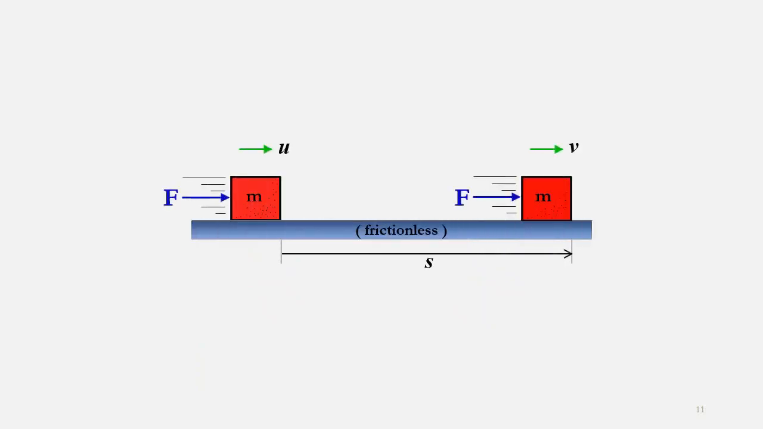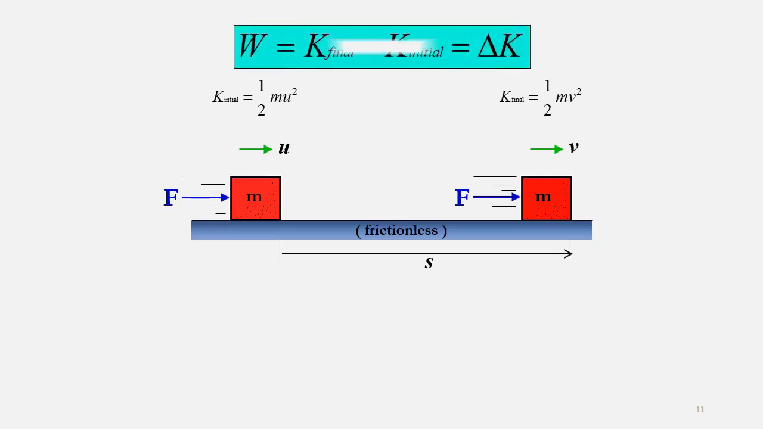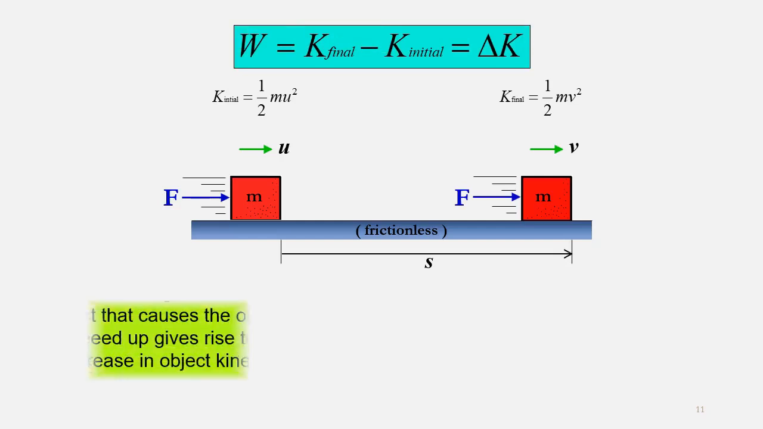In this picture, there is one object M pushed by a force F and moved with initial velocity u. So, it has initial kinetic energy equal to half mu squared. After it moved for a distance s, it has final velocity v. So, it has final kinetic energy equal to half mv squared. The work done equal to K final minus K initial equal to delta K.